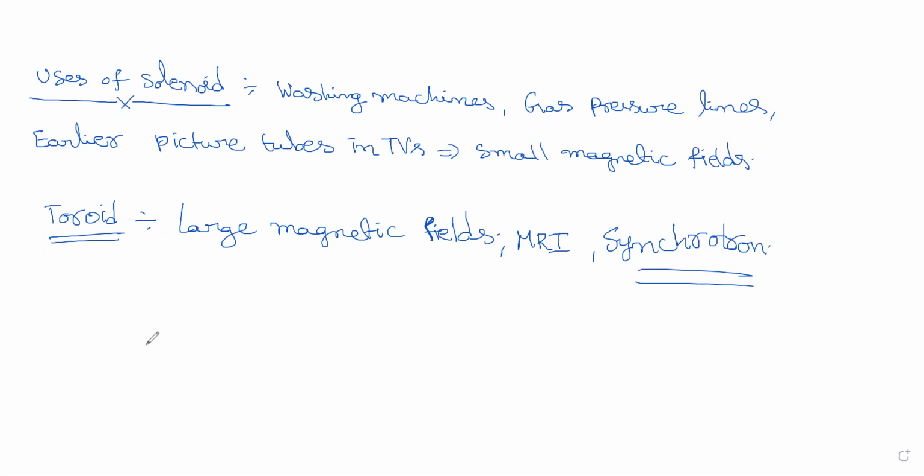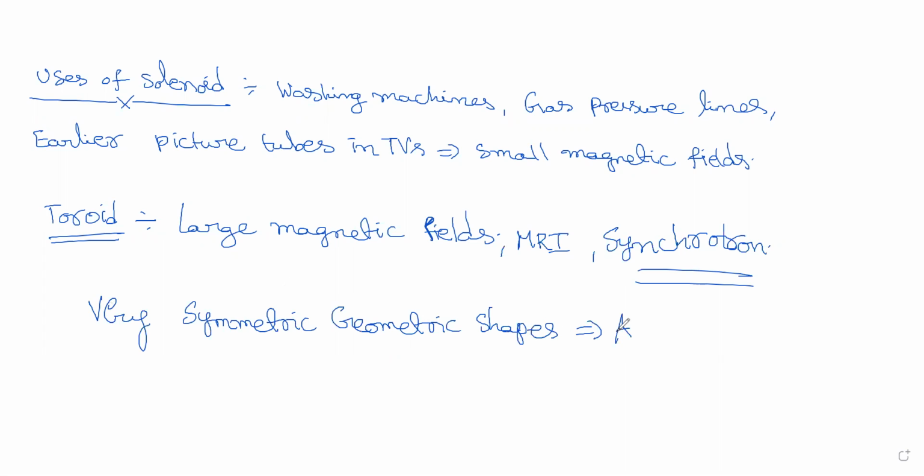These have very symmetric geometric shapes. So we use Ampere's law to derive the magnetic field of the solenoid and toroid. There's not much information here, so we'll go ahead with how to derive the magnetic field of a solenoid.